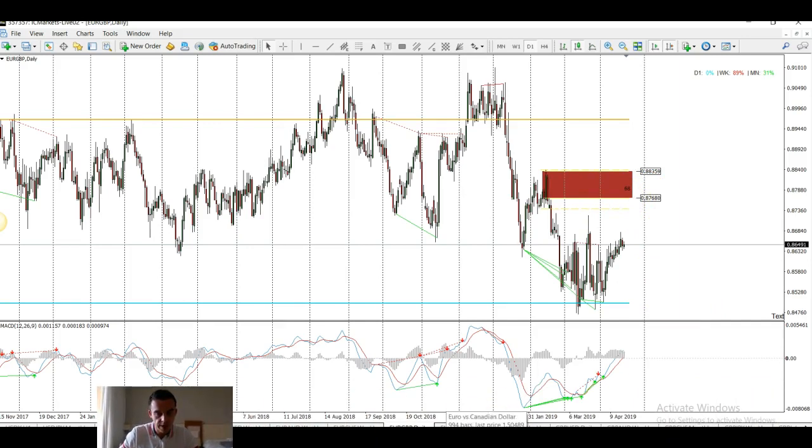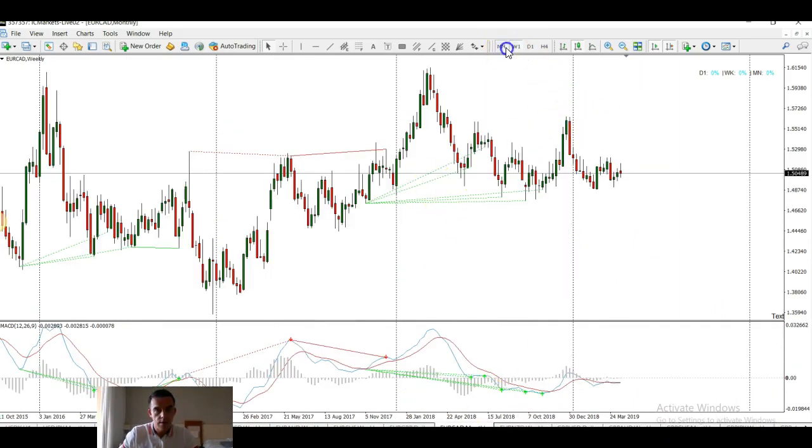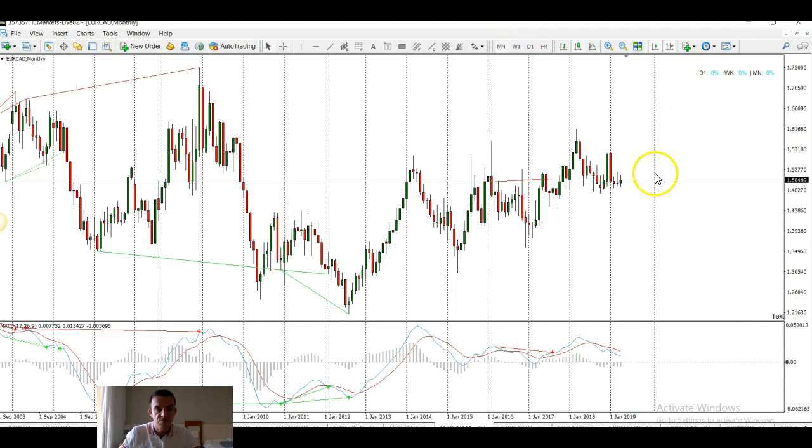Next one, Euro CAD. Okay, not much happening so far. The share's just been stuck in this area here. You'll find across a lot of the Euro pairs it's just been in a short-term range.